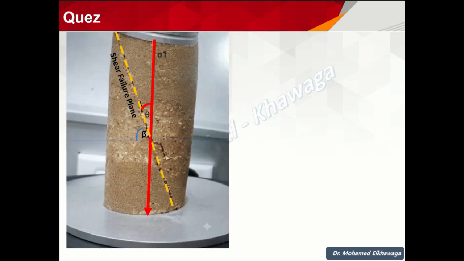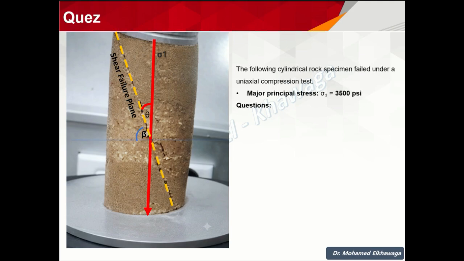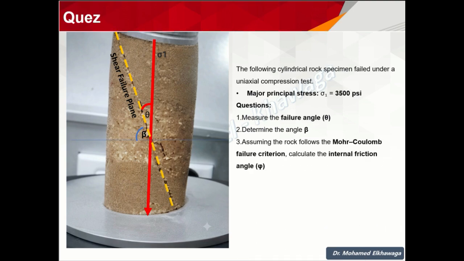Now, let's start with a quiz. The following cylindrical rock specimen failed under a uniaxial compression test. The major principal stress, sigma 1, is equal to 3,500 pounds per square inch. Your task is to answer the following questions. First, measure the failure angle, theta. Second, determine the angle, beta, which is the angle between the shear failure plane and the horizontal plane.